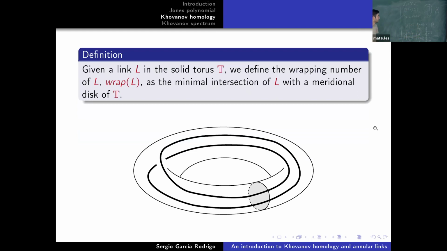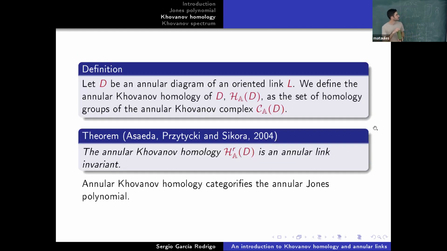I have prepared an example of annular Khovanov homology, but we don't have a lot of time left, so I think I'm going to skip it. But I want you to understand that the Khovanov homology is computable. So you can have something like this, right? This is the Hopf link.